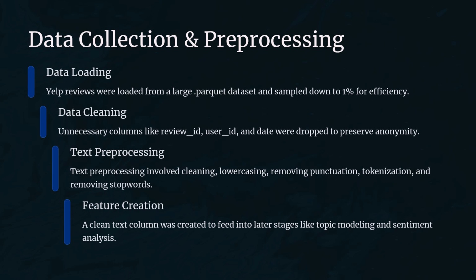Data cleaning. Columns like review ID, user ID, and date were dropped, which are not used for the analysis. Text pre-processing. The data pre-processing pipeline includes removing special characters, numbers, and punctuation, converting text to lowercase, tokenizing text into individual tokens, and removing stop words. Feature creation has also been done: a clean text column was created to store the processed text and to use it for topic modeling, sentiment analysis, etc.